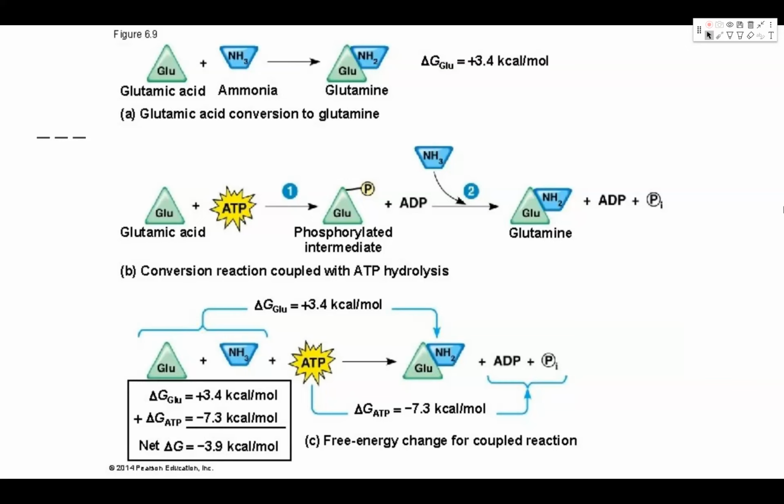Is negative 3.9 exergonic or endergonic? Exergonic. So when we were just looking at the synthesis of glutamine, this one was endergonic. This one was not going to take place on its own. We needed to figure out a way to get that reaction started. And we did that by coupling it with the hydrolysis of ATP.